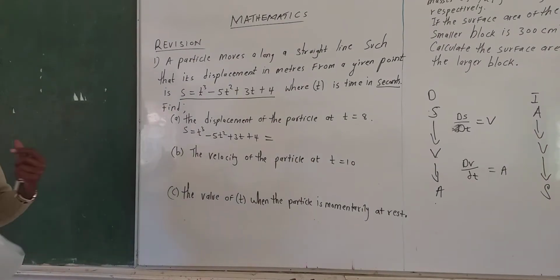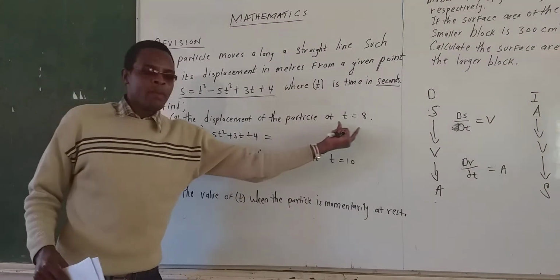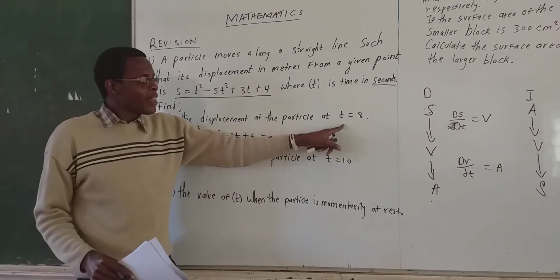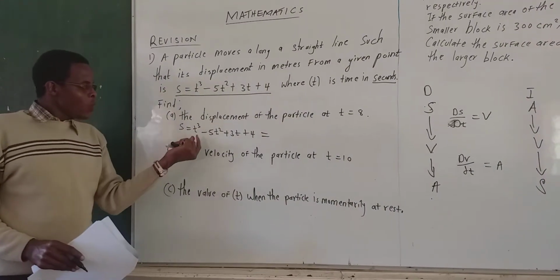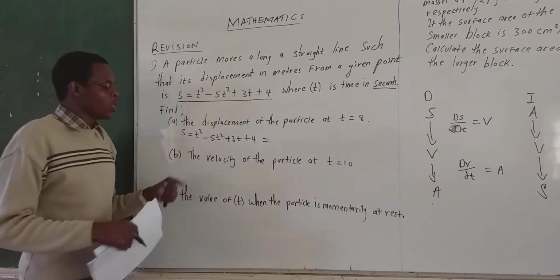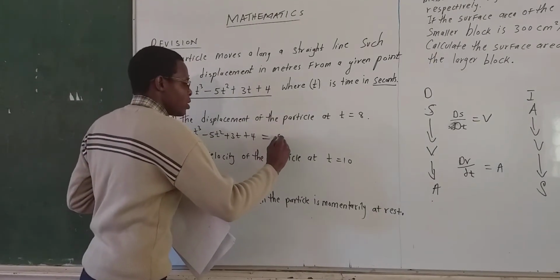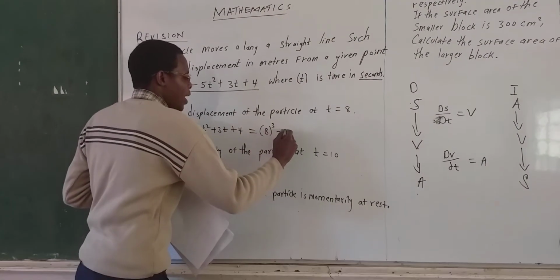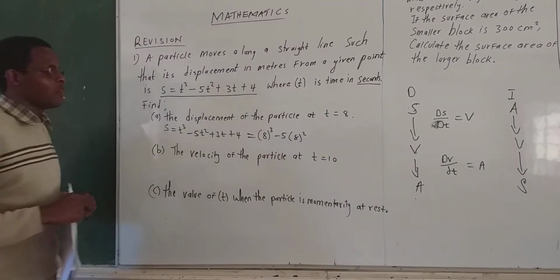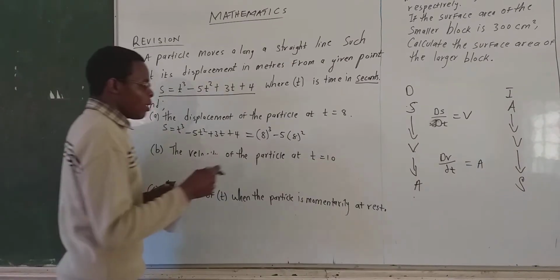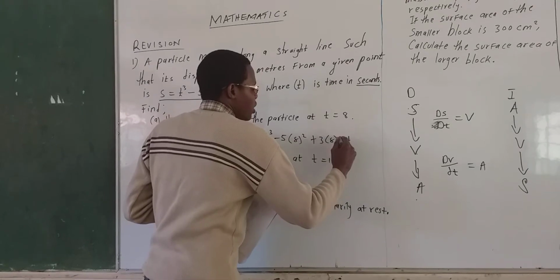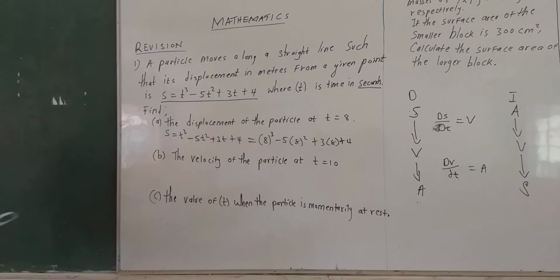Where you have t, you come and replace with your 8, because you have been told to find the displacement of the particle at t is equal to 8. Where you have t in your displacement equation, you come and replace it with 8. So we are going to have 8 cubed minus 5 into 8 squared, then plus 3 into 8, then plus 4.